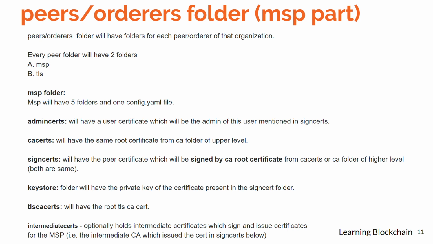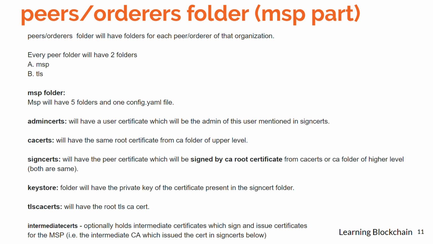Now the next point is the key store. The key store will have the private key of this particular peer certificate. So the sign cert is the base. The CA provides the signing certificate, or the public key, of that particular peer, and it is present inside the sign certs folder, and its private key is present inside the key store folder. And for whoever's signed certificate is present, its admin, meaning the peer admin's certificate, is present inside the admin cert folder.